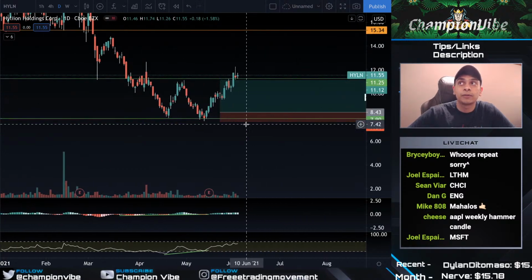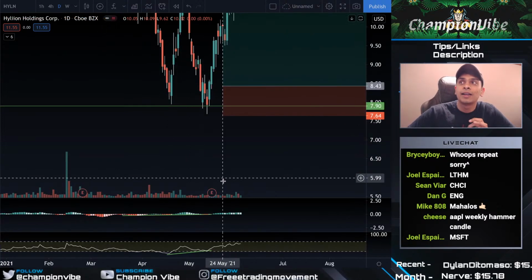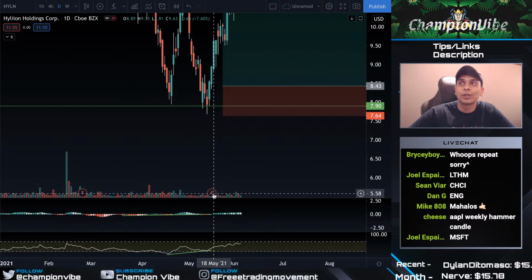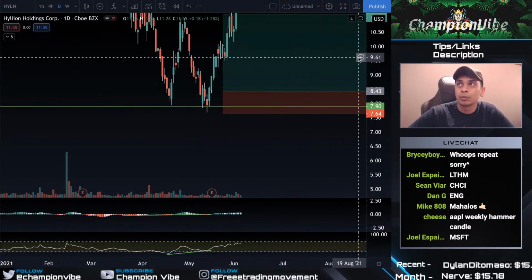So obviously there was a far better entry area, which I honestly was so close to getting the perfect entry on Helion. I just got scared with the earnings. The earnings were the only reason I didn't put out this trade. And then right after earnings, it just started running and I didn't want to FOMO.